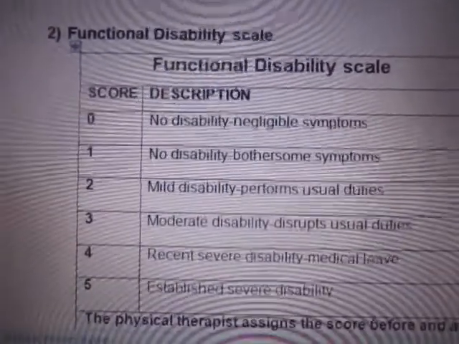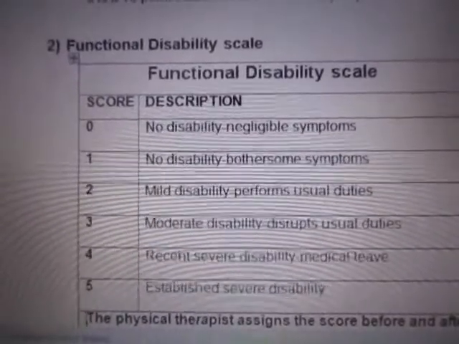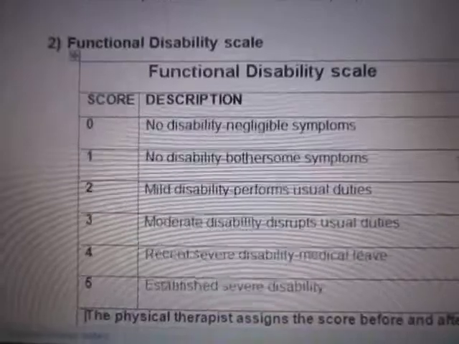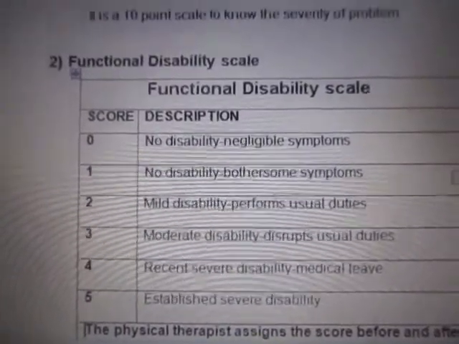1 is no disability, bothersome symptoms. You can do the function, but you are getting more dizziness and all. Bothersome, it is affecting your psychological state. Next, 2 is mild disability. Mild disability means when I am doing some functions, I feel a little disability, but you can perform your usual duties. You can get into the car, you can come to the clinic, but you may feel some slight disability.